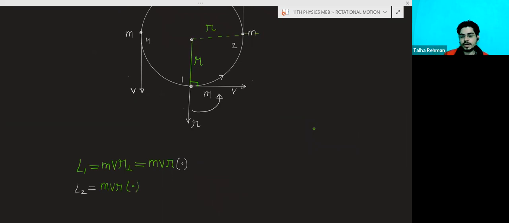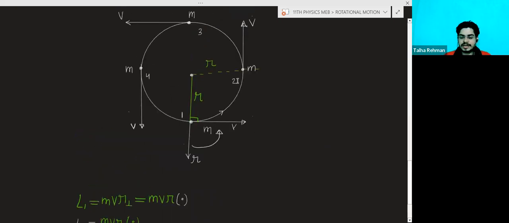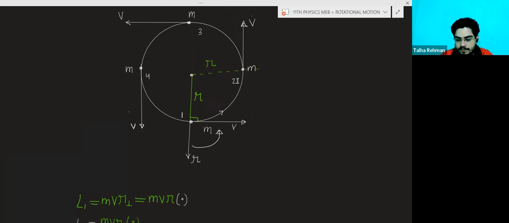This means that at every point on the circle, the magnitude and the direction of the angular momentum is not changing. You can check at any point, and the magnitude and the direction of the angular momentum will remain the same.